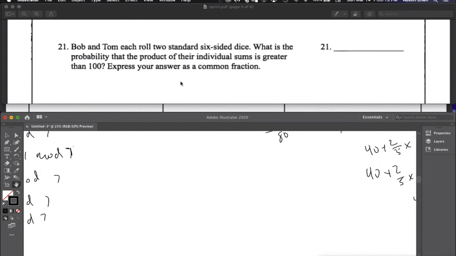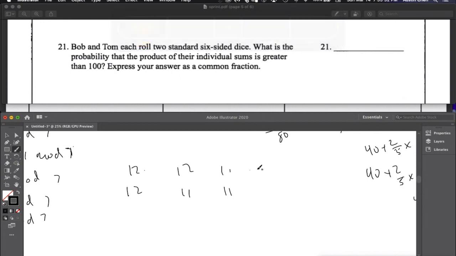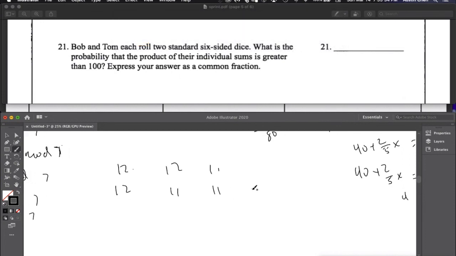So, if we're looking for greater than 100, if we have 2 sums of 12 and 12, that's going to work. It's going to be 144. If we have 12 and 11, this is also going to work. That's going to be 132. Oh, we can also have 11 and 11. Now let's look at 10. With 10, we can have 12 and 10, we can also have 11 and 10. But we can't have 10 and 10 because it has to be greater than 100 and not exactly 100.